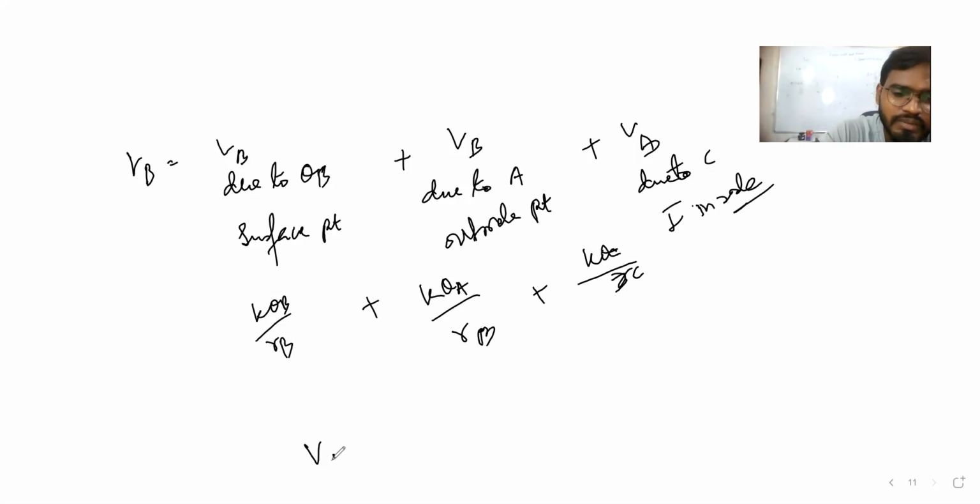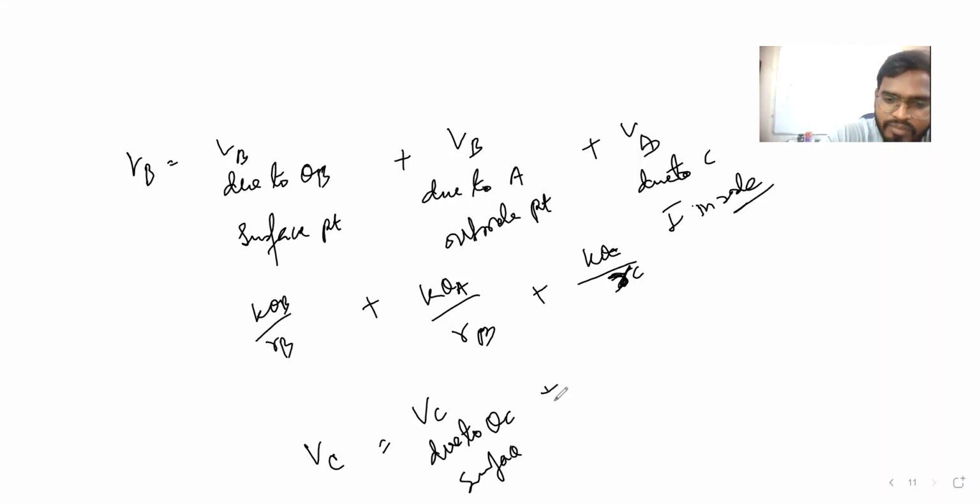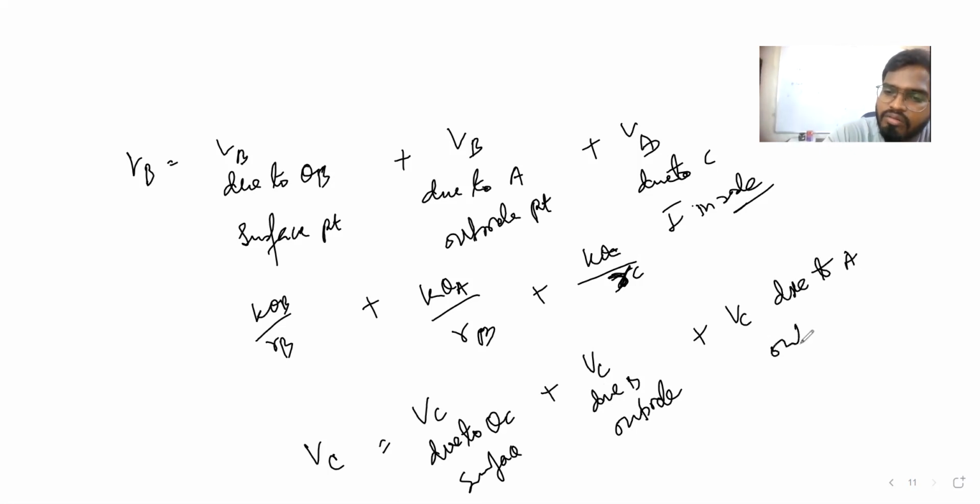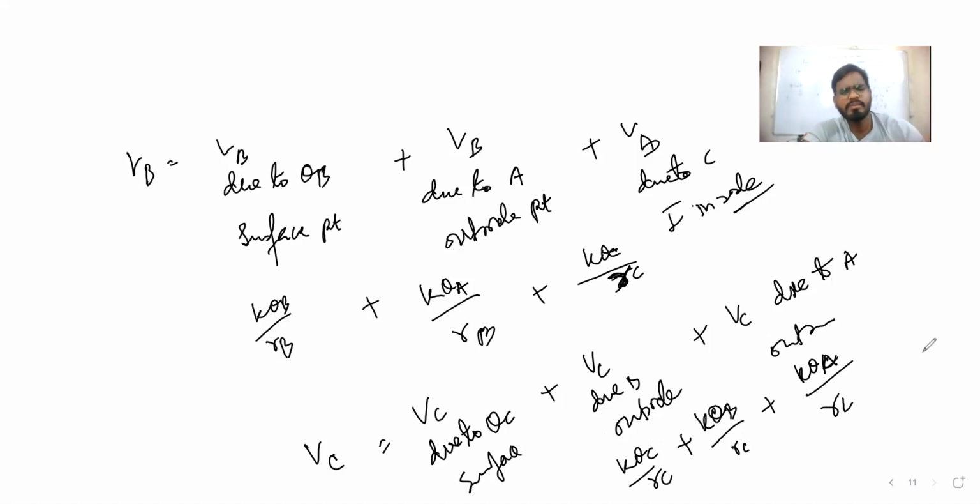Now at C, if you see, potential at C, hope you guys understood. Potential at C, all will be inside. Potential at C due to charge QC is a surface point. Apart from that, potential due to B is an outside point, right? And then potential at C due to A, again an outside point. Fine. So first one, KQC by RC, KQB by RC only, right? KQA by RC. That's it. So these types of question they may ask from here.